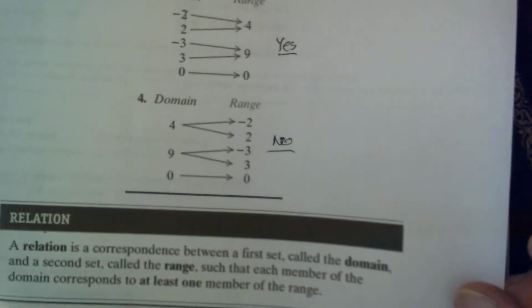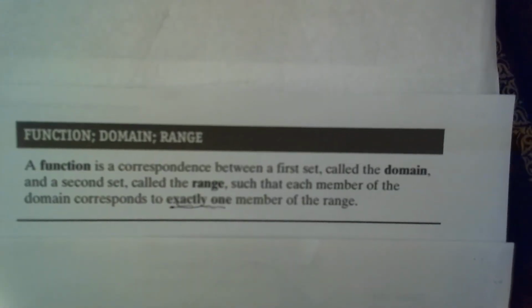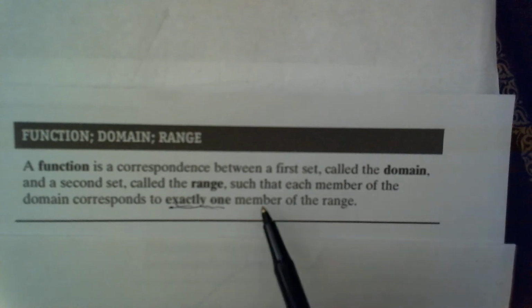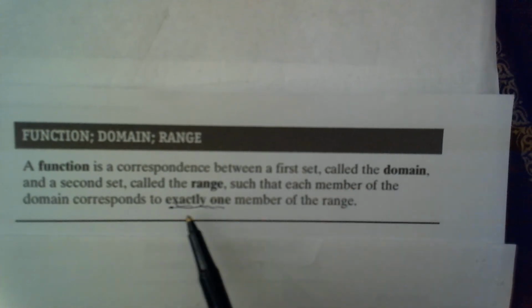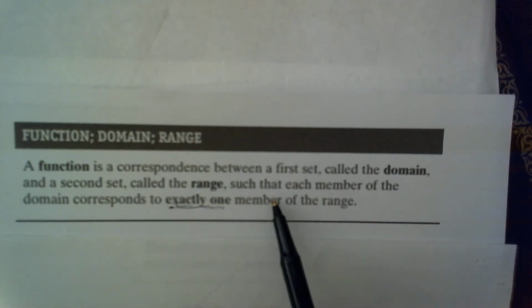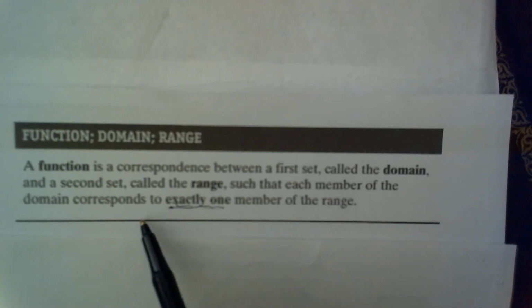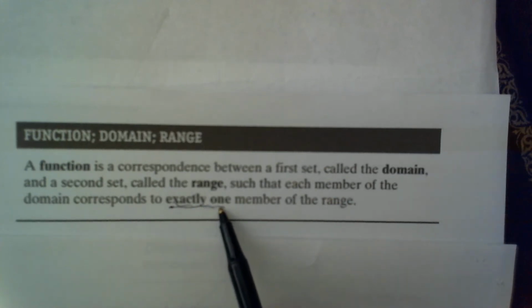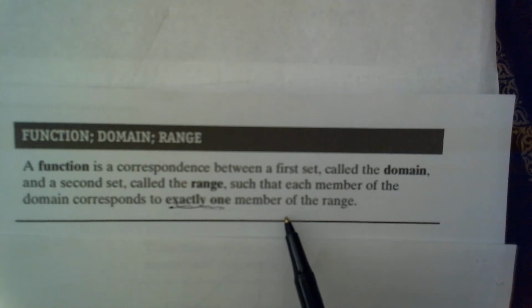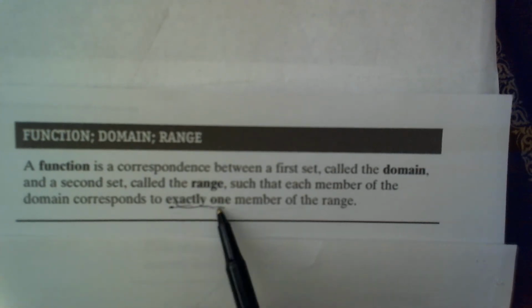As we saw above in this definition, to go over that again, a function is a correspondence between the first set called the domain and the second set called the range, such that each member of the domain corresponds to exactly one member of the range. Exactly one, that's what makes a difference.